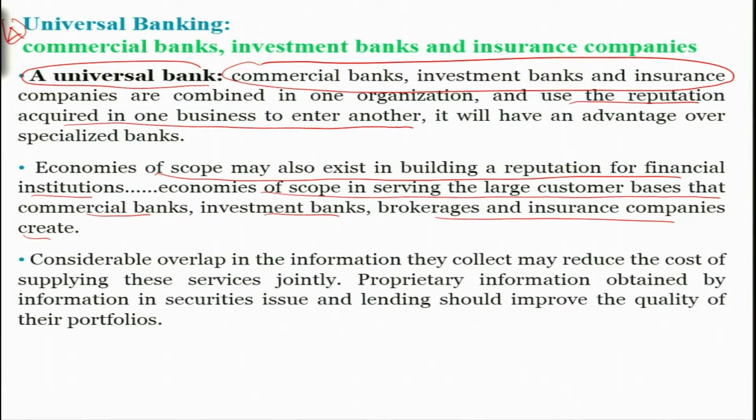So this considerable overlap in the information they collect may reduce the cost of supplying these services jointly, because of the economies of scope that we see here. Proprietary information obtained in securities issue and lending should improve the quality of their portfolio. Universal banking also increases the points of contact a bank has with a firm, expanding the number of services and improving its information acquisition and monitoring.